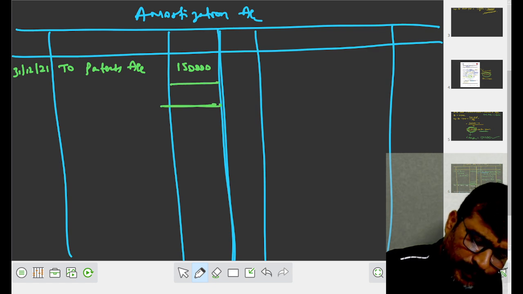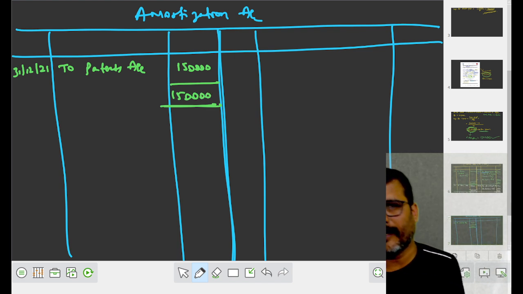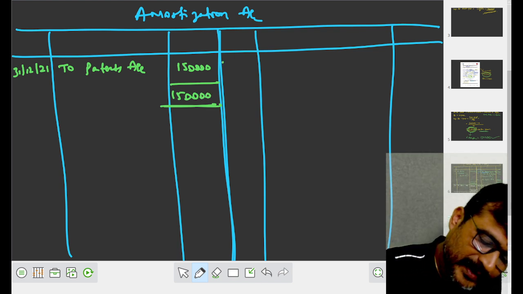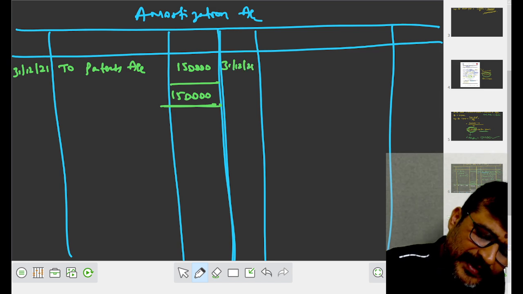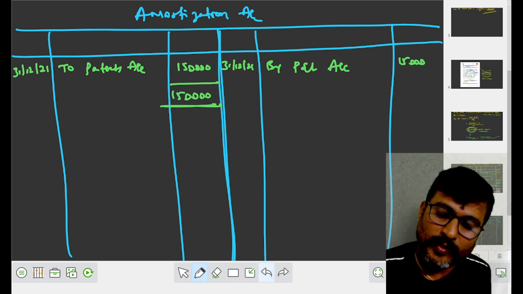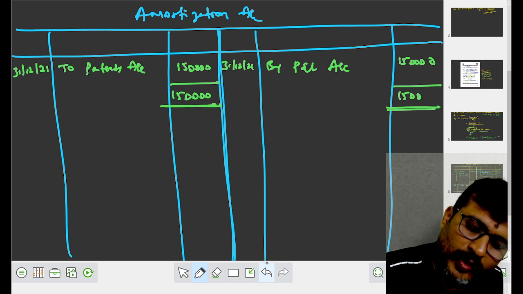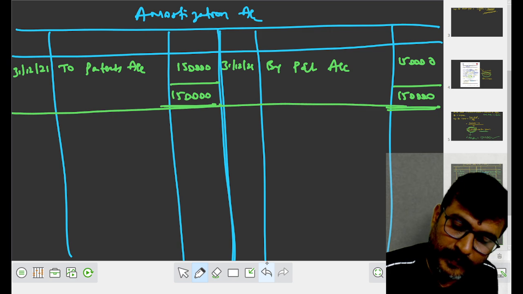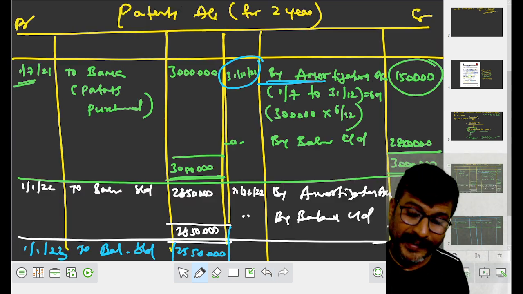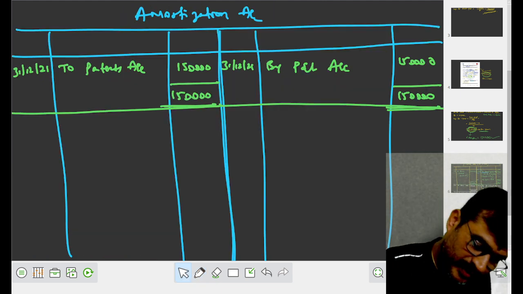As from PUC knowledge, we know that amortization is a depreciation. Depreciation is a indirect expenses. This indirect expenses transfer to which account? Indirect expenses transfer to profit and loss account. It is an amount of rupees 1.5 lakh. Close it off. Fine.